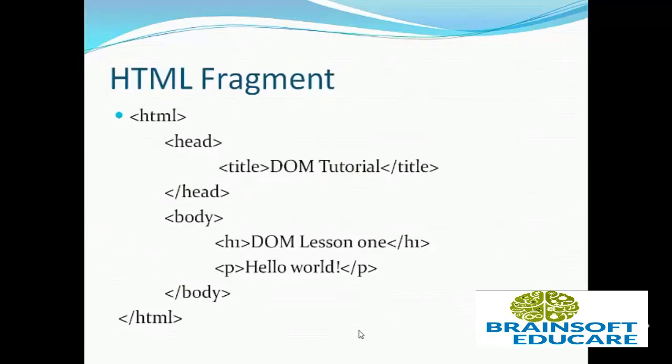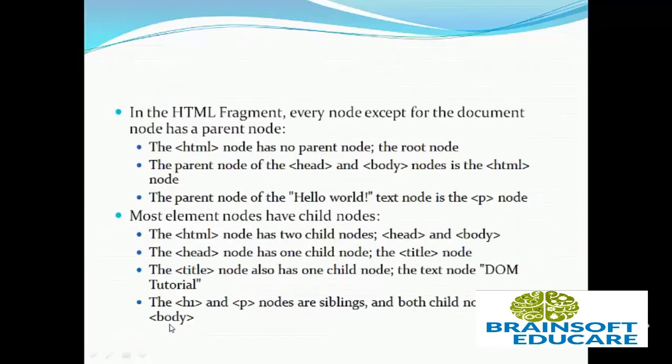Now let's see an HTML fragment and its siblings, parents and children. So we have created one HTML document which contains a head element, a title element, a body element, and in the body element two other elements called h1 and p, and we have completed the HTML document. Now let's see which are the parents, which are the children and which are the siblings.